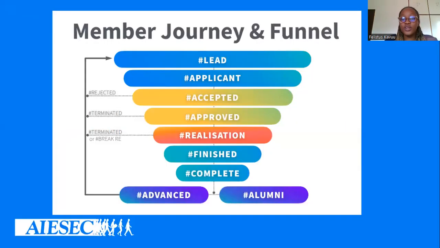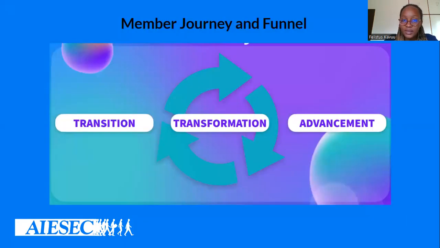So first of all, we've already gone through the member journey and funnel, and we went through what it means for a member to be a lead, an applicant, accepted, approved, realized, finished, complete, for them to advance, or either to become an alumni. So I will not go through that again. If this is vague to you, kindly go through the first video, which is the MXP Blue Book for team leaders.